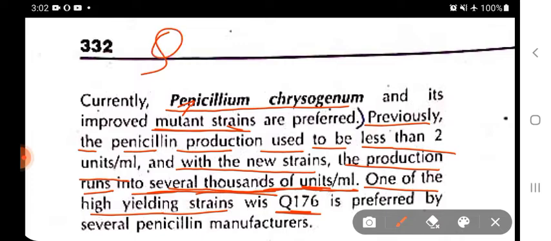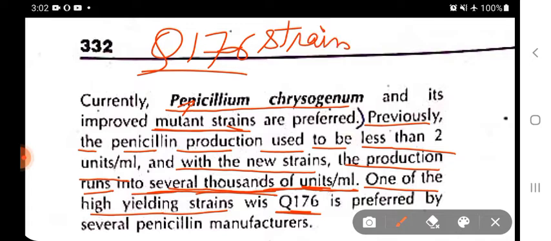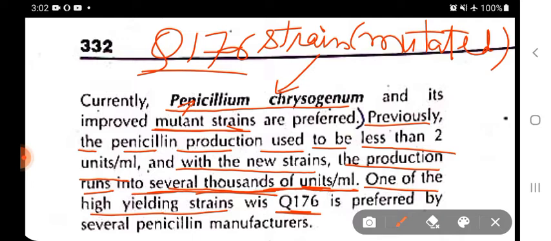Q176. Q176 is what type of strain? It is a mutated strain of Penicillium chrysogenum, which has a high yielding capacity of penicillin production during the fermentation process.